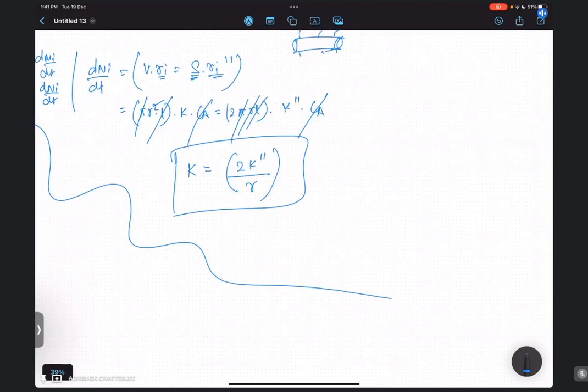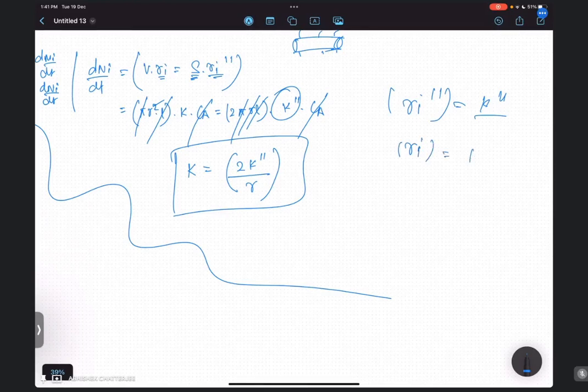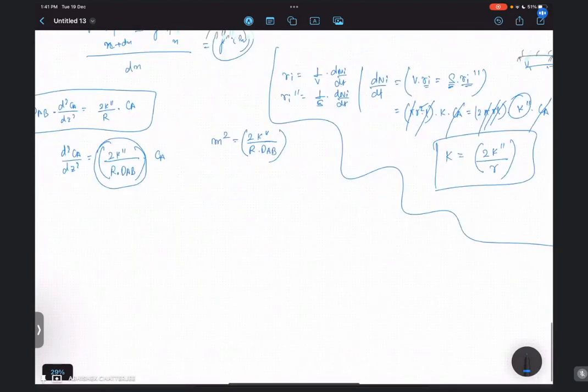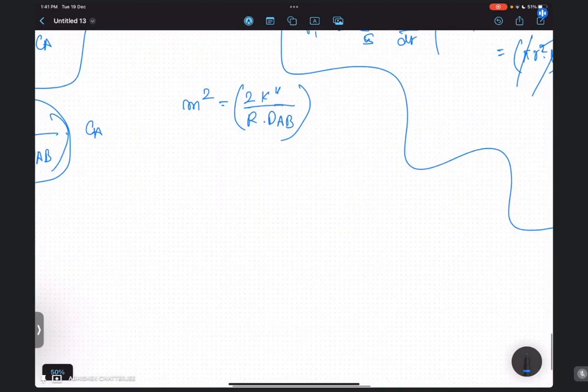ये जो के डबल डैश है वो कौन सा है? आर आई डबल डैश के कॉरेस्पॉन्डिंग वाला के डबल डैश, और जो नॉर्मल वाला के है वो क्या है? इसके आर आई के कॉरेस्पॉन्डिंग वाला के है. ठीक है, अच्छा. अब देखो, अब हम लोग क्या बोलते हैं कि एम स्क्वायर इसको लिख दिए 2k डबल डैश बाई आर इंटू डी ए बी. 2k डबल डैश बाई आर को के लिख सकते हैं, नॉर्मल वाला के, एंड डिवाइडेड बाई डी ए बी.